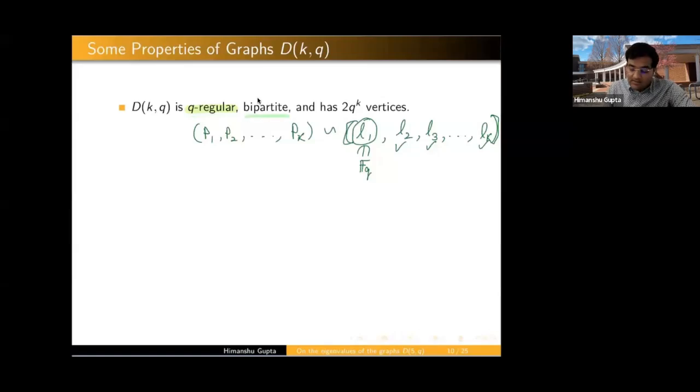Sure, they are bipartite and the number of vertices is q^k plus q^k, so that's going to be 2q^k. Okay, so these graphs are regular, bipartite, and have that many vertices.